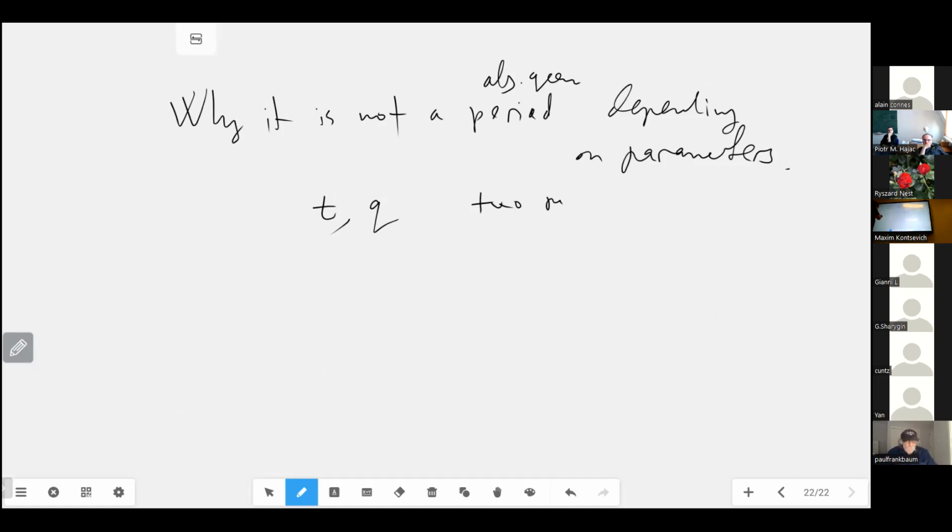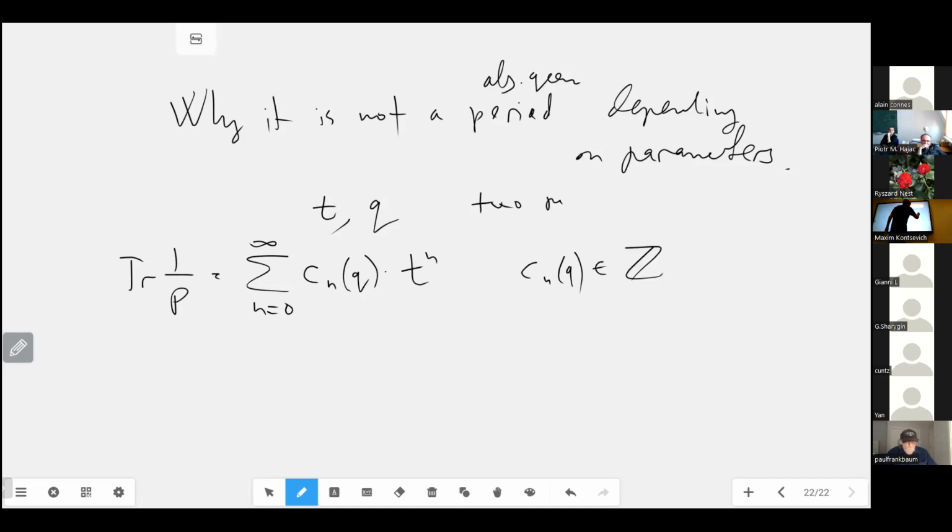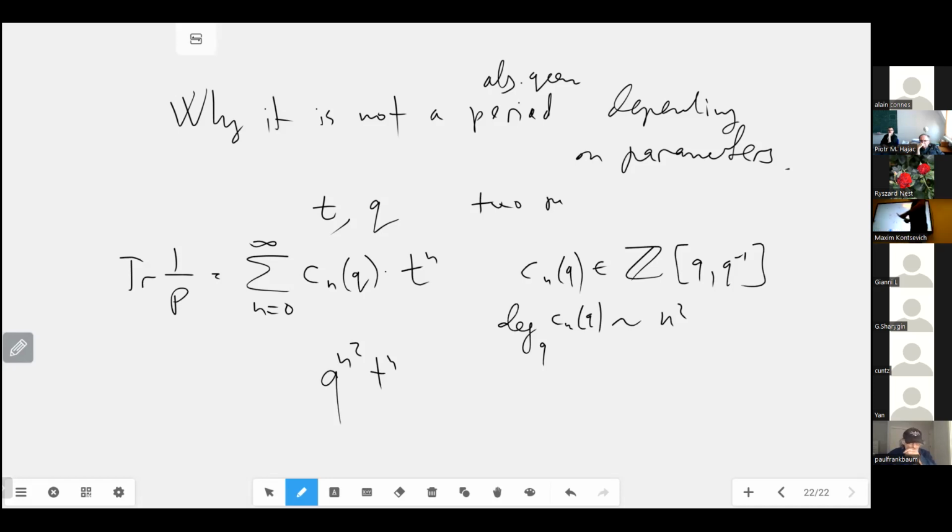And if one calculates it on a computer, it's really a lot of fun. You get this trace of 1 over p as a sum, some kind of infinite series. We see q again, some Laurent polynomials in q inverse, and the degree in q grows like n squared. So you get something like q^{n^2} t^n, some theta function. And this cannot satisfy, in two variables, any Picard-Fuchs equation for this reason. The leading term cannot match for any equation.